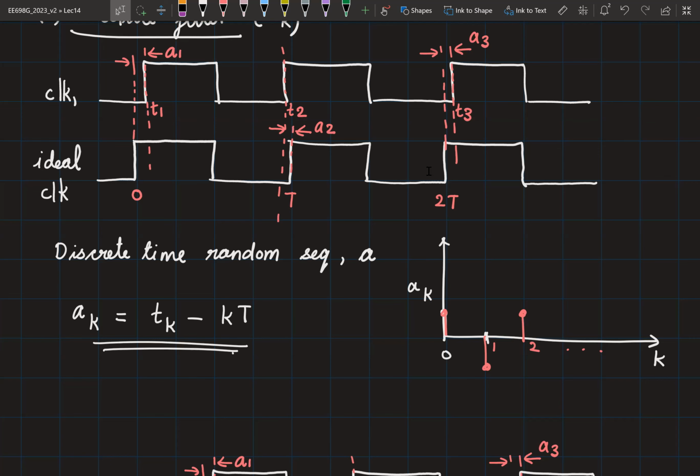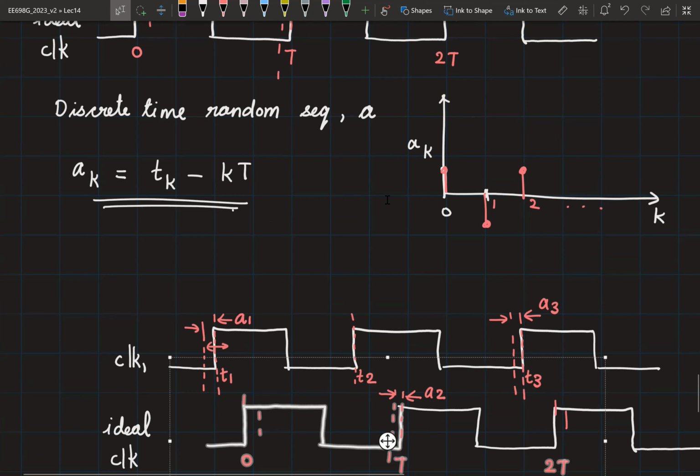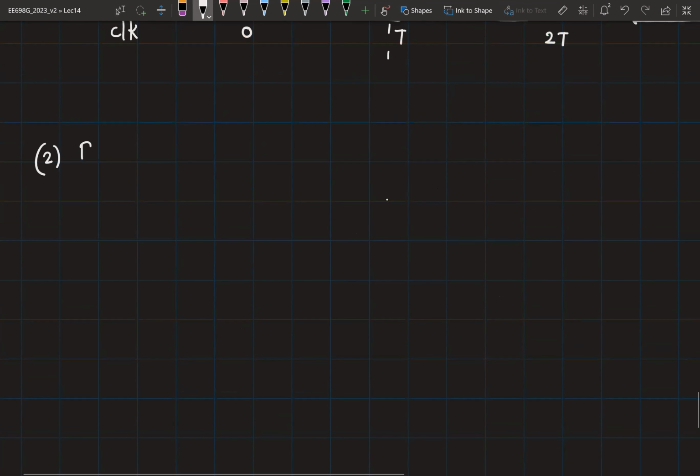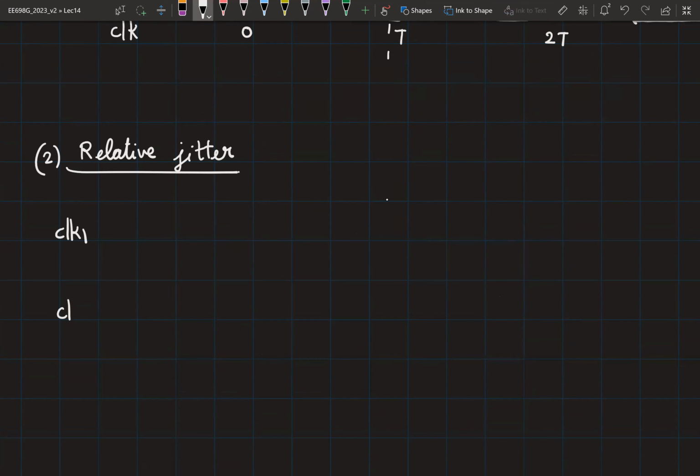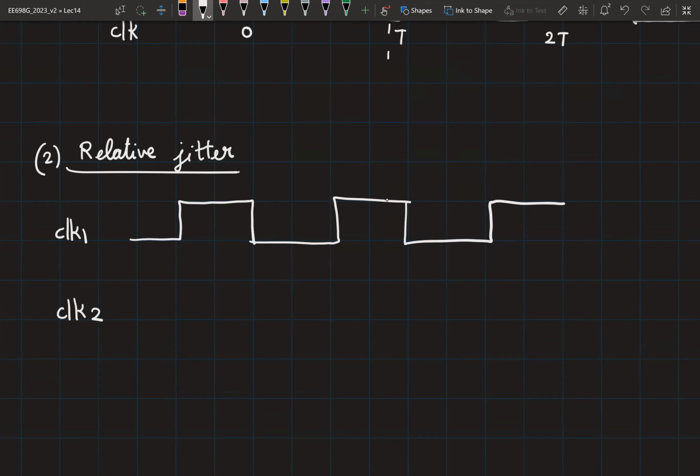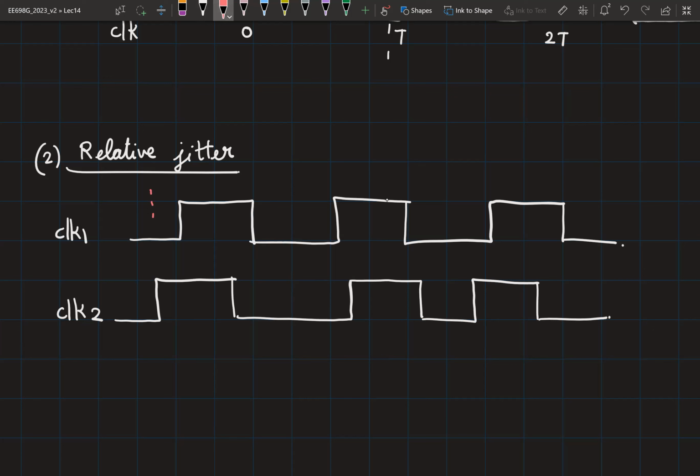I can repeat this with a clock and another clock. Right? And that is called relative jitter. So this is the second jitter definition. So I have a clock one, and I have another clock two. So let's say these are the edges of clock one, and these are the edges of clock two. So now I can define a sequence consisting of the displacements between these edges. So I can call this R1. This is R2, etc.